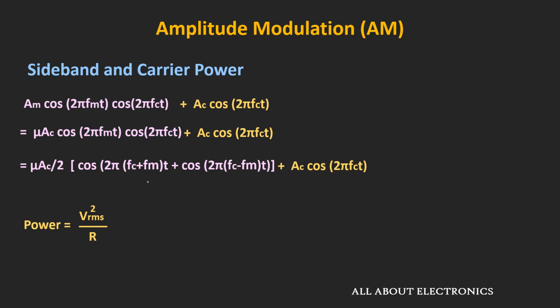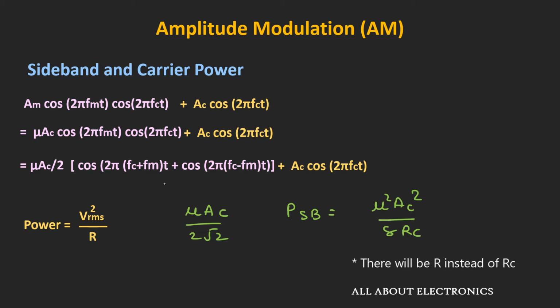Now if you see over here, then the sideband contains two components. And the RMS value of each component is equal to mu times AC divided by 2 root 2. So the power of each sideband term will be equal to mu square AC square divided by 8R, right? And since there are two sideband terms, the total sideband power will get multiplied by a factor of 2. That means the total sideband power will be equal to mu square AC square divided by 4R.